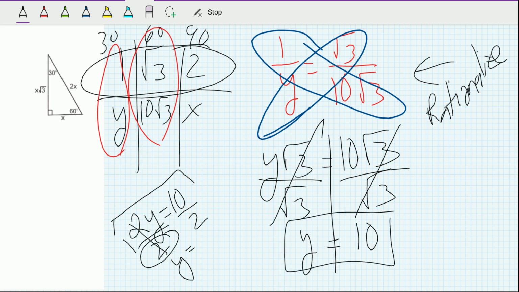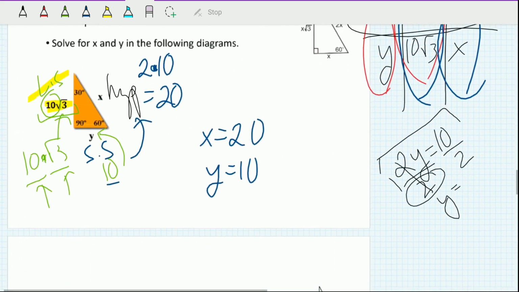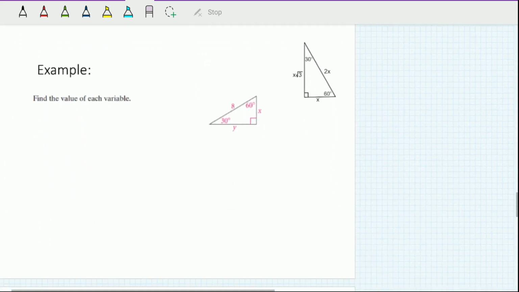We can go ahead and try to do the same work for x now, but it'll pretty much follow the exact same pattern. You're just going to have to circle this one now and this one, and that'll be our equation. Okay, so let's go ahead with the next example.